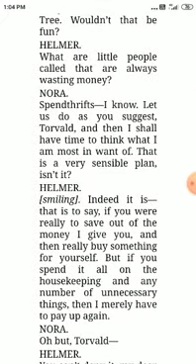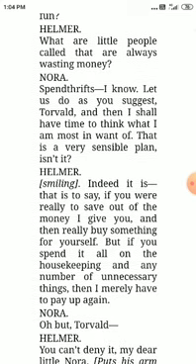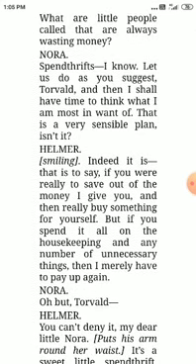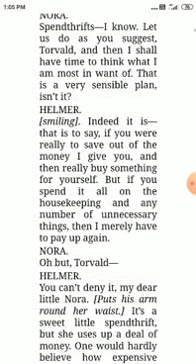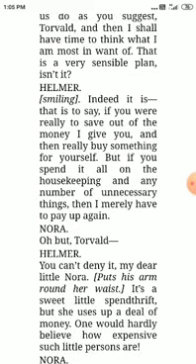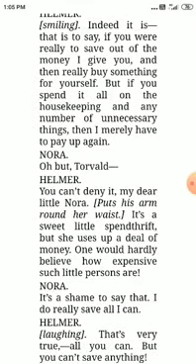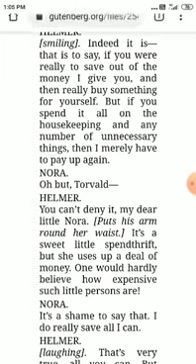Helmer: Indeed, it is. That is to say, if you were really to save out of the money I give you and then really buy something for yourself. But if you spend it all on the housekeeping and any number of unnecessary things, then I merely have to pay up again. Nora: Oh, but Torvald. Helmer: You can't deny it, my dear little Nora. Puts his arm round her. It's a sweet little spendthrift, but she uses up a deal of money. One would hardly believe how expensive such little persons are.